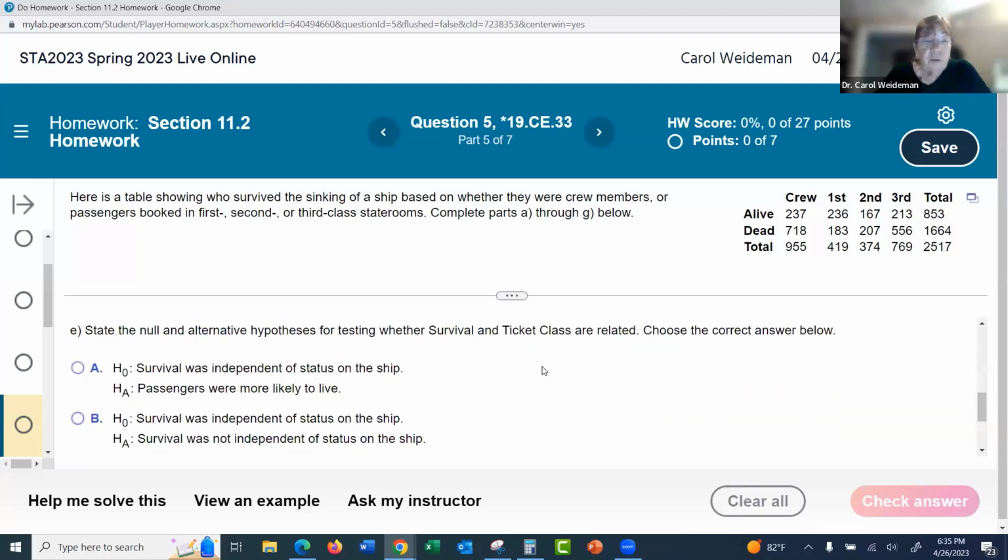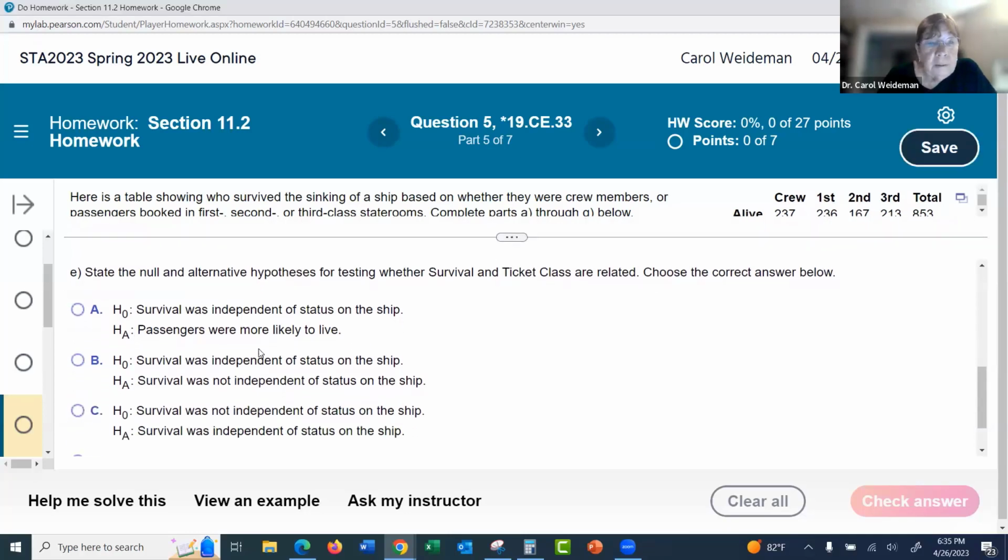So what's the null and alternative? Remember what I said before, you're going to look at the two variables we're looking at, which are survival and ticket class. Your null is always going to be that they're independent, and your alternative is either going to be that they're not independent or that they're dependent. So let's take a look at our choices here. I'll move my tools out of the way so we can see the choices.